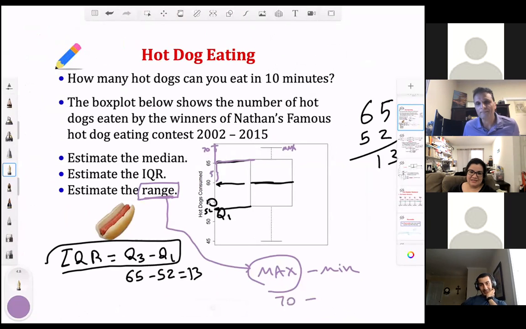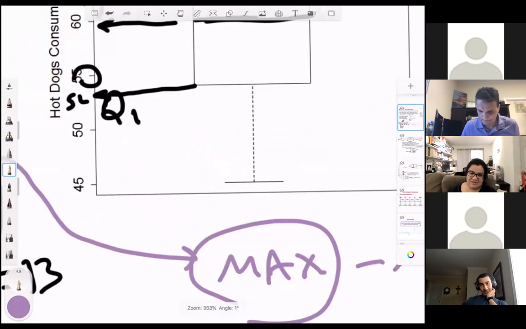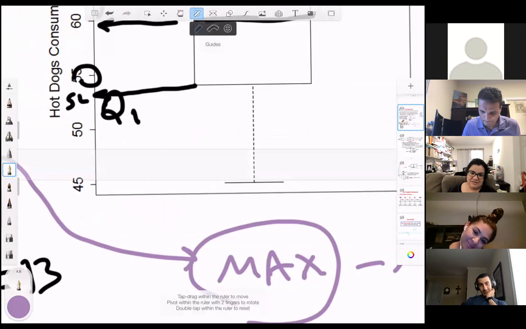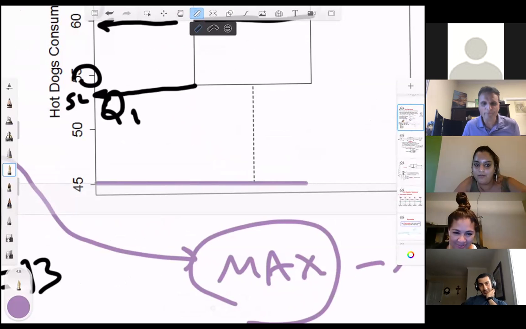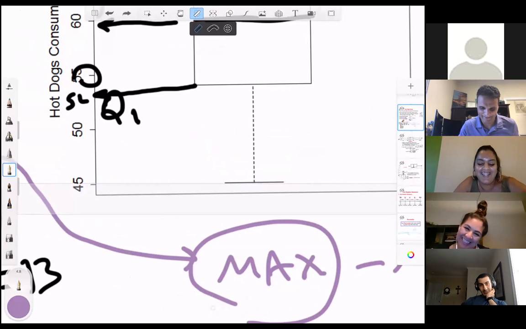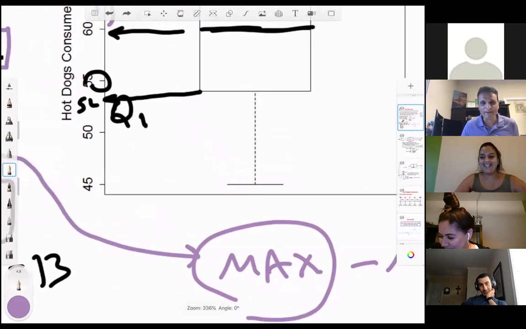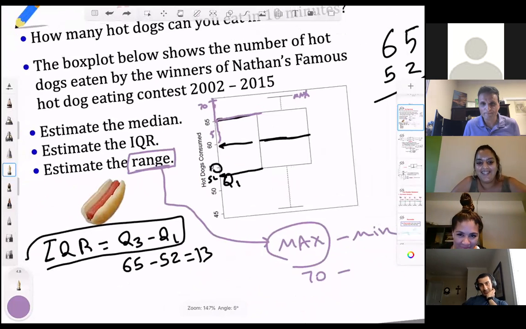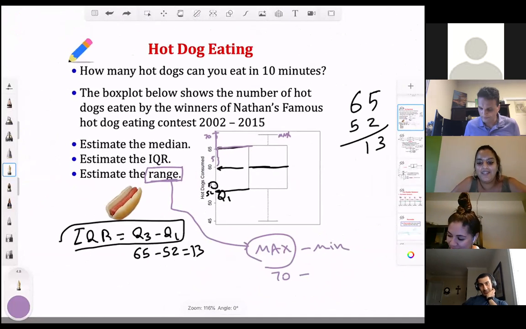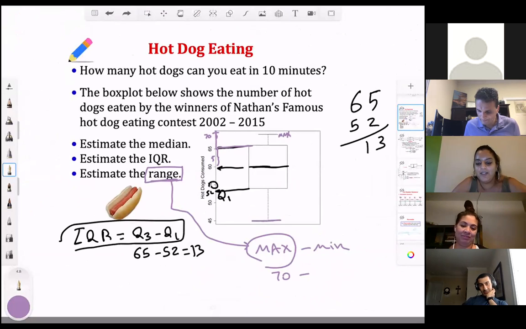What is the minimum? It's like 43, 42, 45. Oh, 46. 45.2. No, it would be 44. You don't want me to write your exam like this, yeah? So follow. Okay, this is the minimum, 45. Minus 45 gives you 25, right? So this is the range.